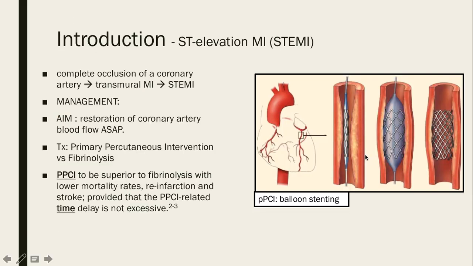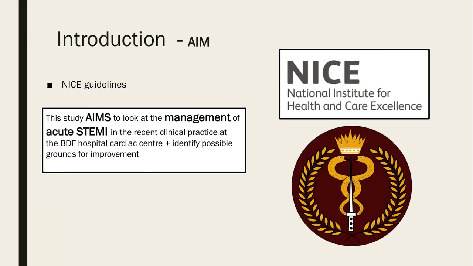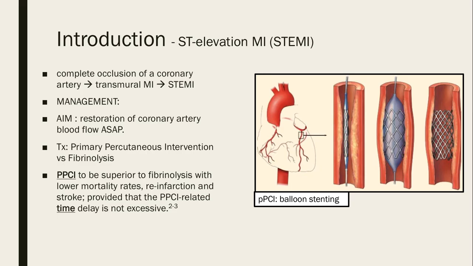So when a complete occlusion of a coronary artery takes place, it leads to a transmural myocardial infarction, leading to a clinical ST elevation myocardial infarction. This brings us to the management. And the aim of the management usually is to restore the coronary artery blood flow as soon as possible. So we have two main methods. The first one being percutaneous coronary intervention, which is PCI, or fibrinolysis.